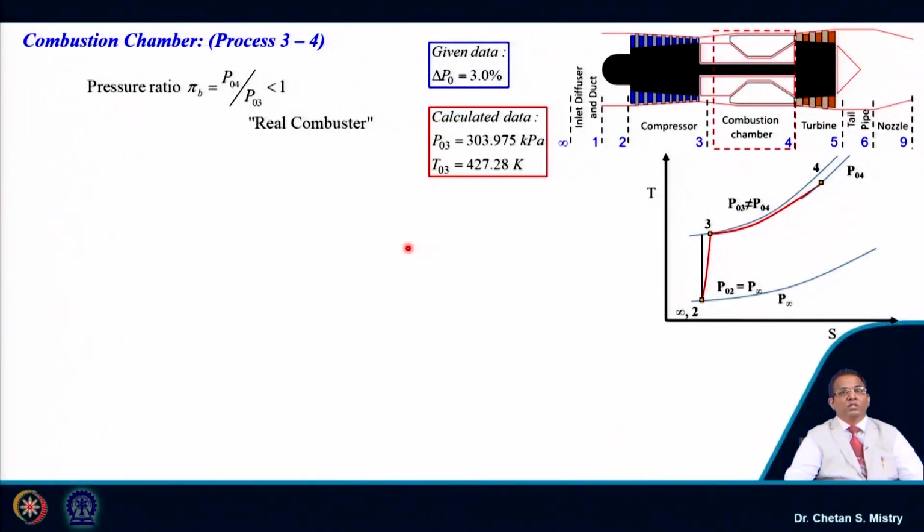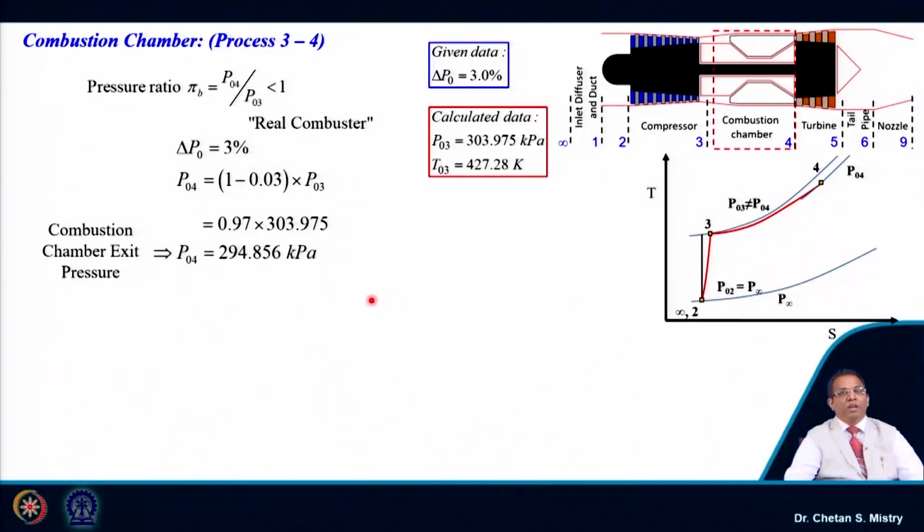Now, let us move towards the next component, my combustion chamber, and for the combustion chamber we have a 3% loss in pressure, which is what we are calculating here. It says 0.97 times my entry pressure. This entry pressure is 303.975 kilopascal. Let us put this number in, and my combustion chamber exit pressure comes to 294.856 kilopascal. So, make a habit: whatever information is given, just carry it forward, otherwise there are chances to make mistakes here.